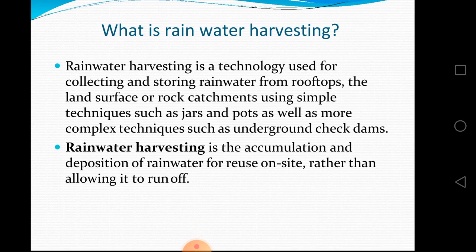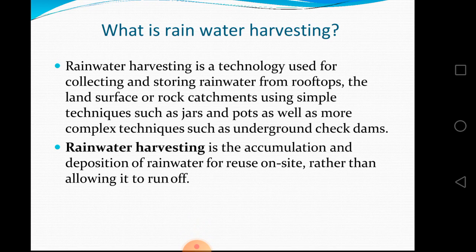One of the techniques is collecting water from rooftops and the land surface or rock catchments. Even on land surface, if it is a hilly region with a lot of slope, more water will collect, and we can use it for harvesting methods. It is a simple technique, not a huge complicated one.